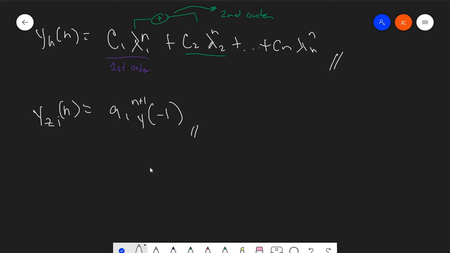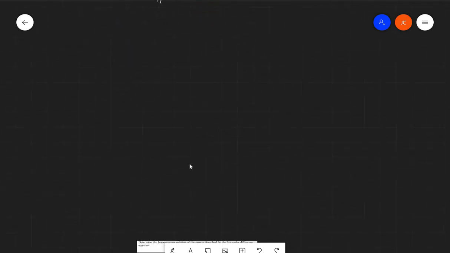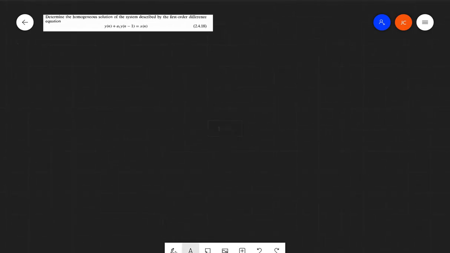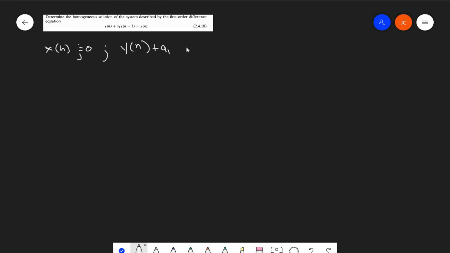Okay, so now let's dive into our first example. I've prepared examples here. The first example would be this one. As you can notice, it's a first order difference equation as stated in the problem, and we are looking for the homogeneous solution. Zero input response is obtained by setting the input signal, x of n, to zero. Therefore our equation now would be y of n plus a sub 1 y of n minus 1 is equal to 0.